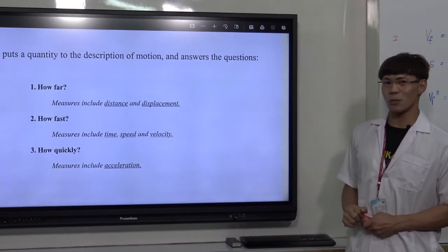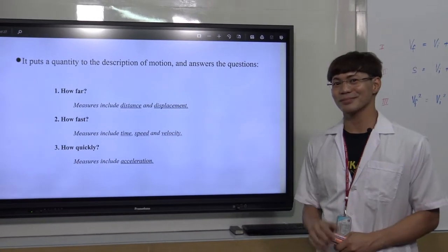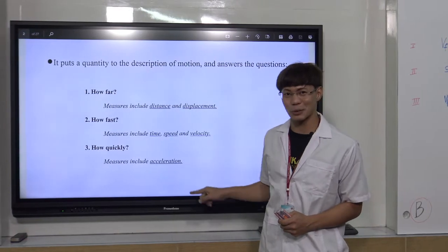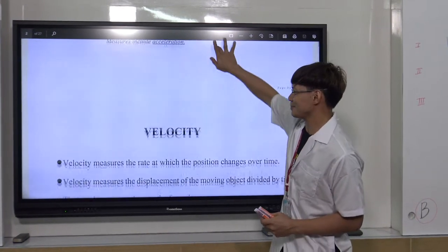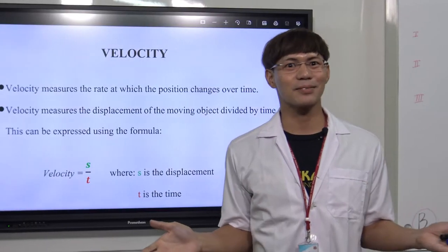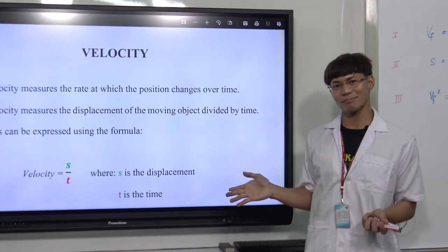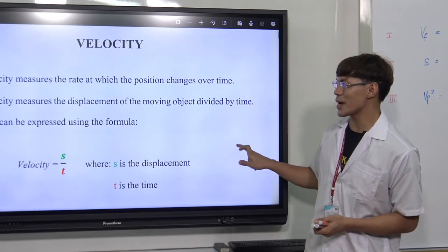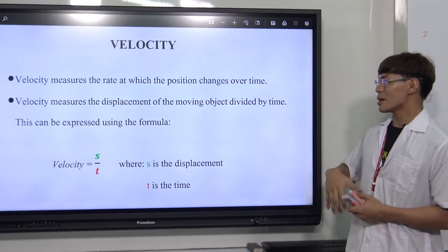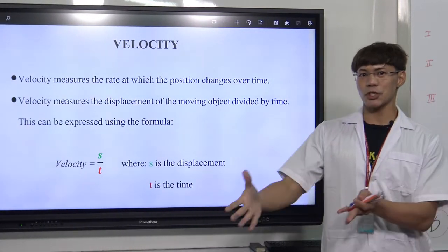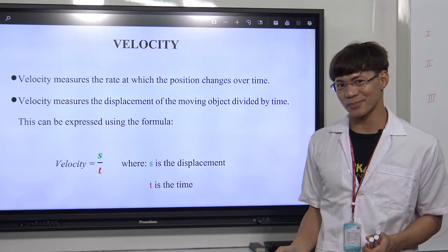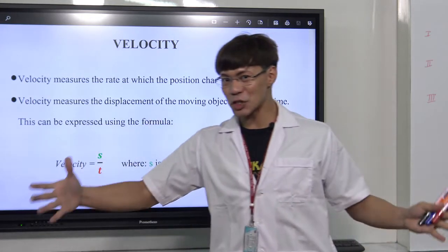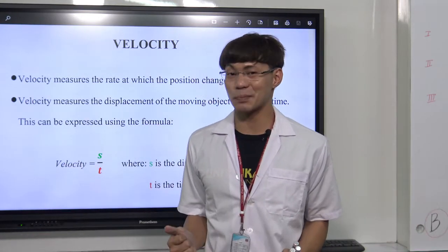Again, what is kinematics? It answers how far, how fast, and how quickly. Now, what is how fast? That's velocity. What is velocity? Velocity measures the rate at which an object changes position over time. What does that mean? It means that whenever there's a change in position, there's a displacement.